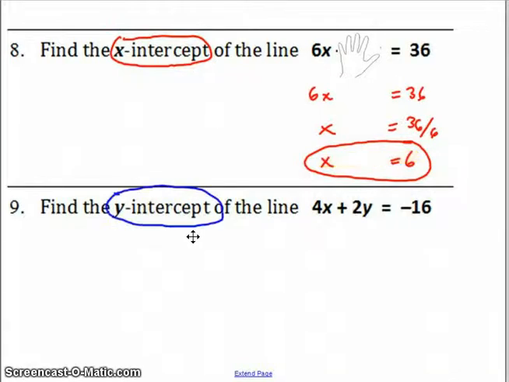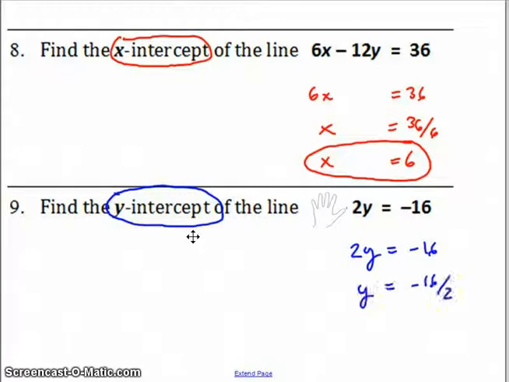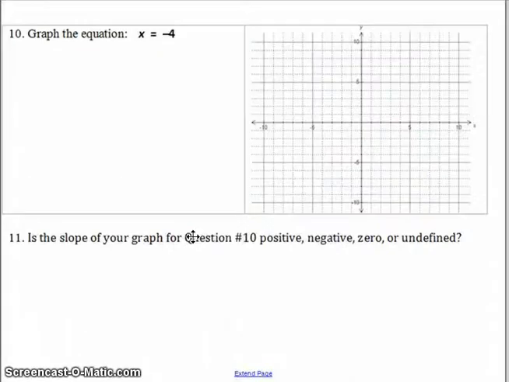Similar idea here with the y-intercept. But I cover up this time the x. I've got 2y equals negative 16. That means y is equal to negative 8.